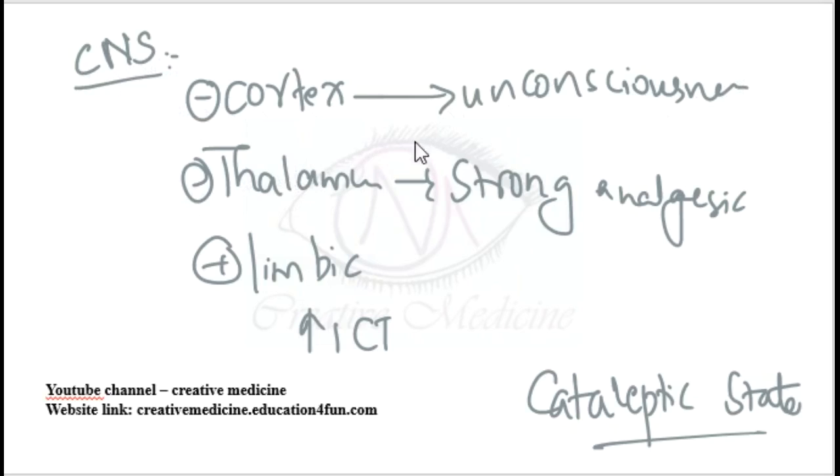It inhibits cortex, thus causing unconsciousness. It inhibits thalamus, thus causing strong analgesia. It activates limbic system, leading to vivid reactions. These vivid reactions are the main side effects of ketamine. And it also increases intracranial pressure, so it is contraindicated in head injury. It is responsible for ketaleptic state also.